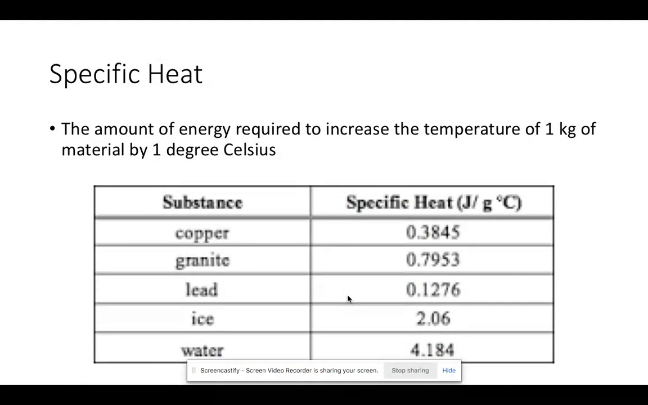Specific heat is the amount of energy required to increase the temperature of 1 kilogram of a material by 1 degree Celsius. And that's different for different materials. It's just how much heat we need to increase something 1 degree Celsius.